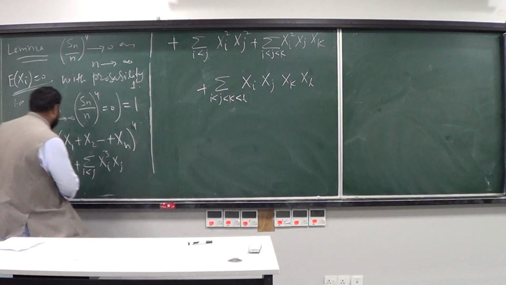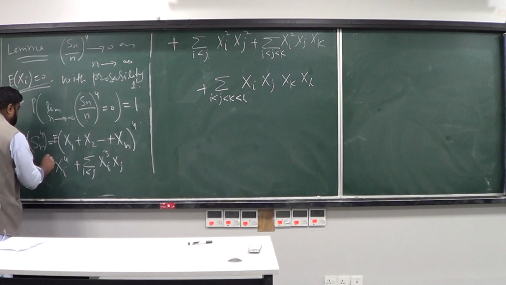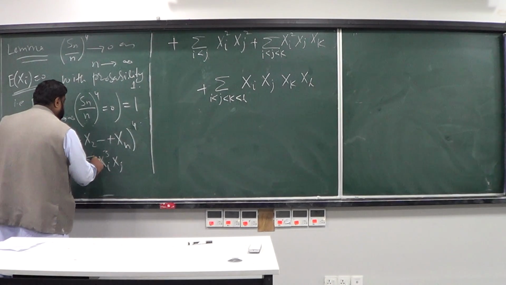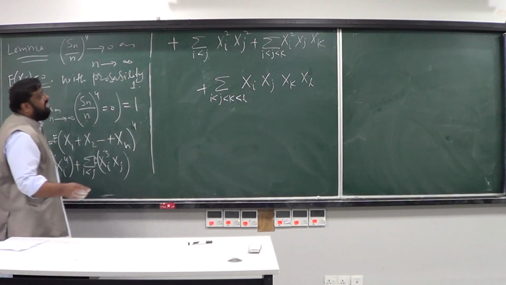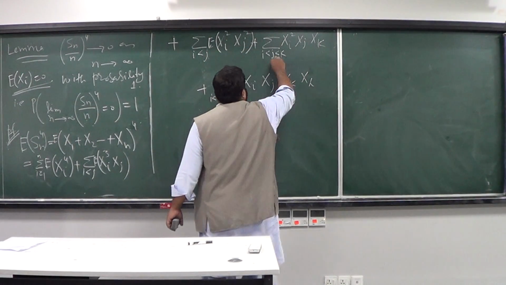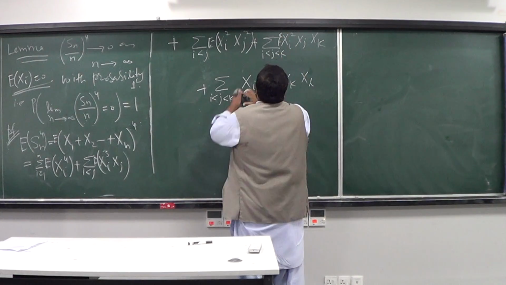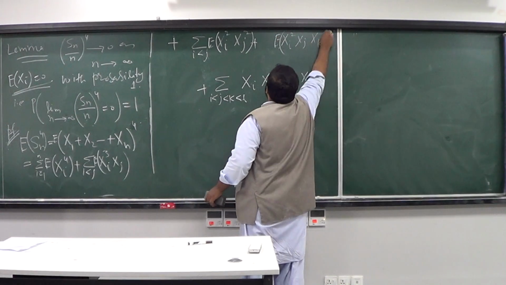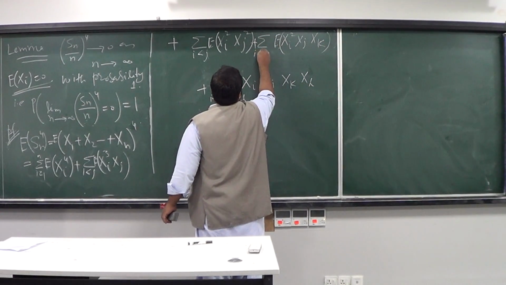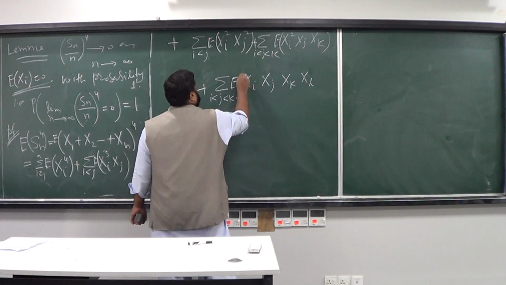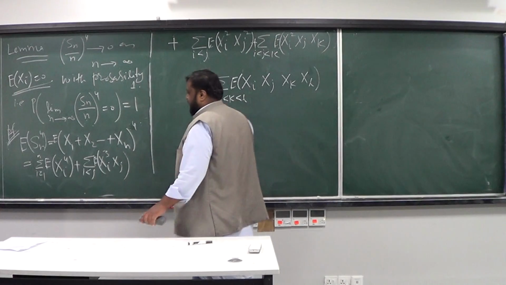So this would be like calculating the expectation of this sum plus the expectation of this sum and so on and so forth. If I wish, I can write this as the expectation of xi power 4, sum from i equal to 1 to n, plus the expectation of this, plus the expectation of this term, and sum over i less than j less than k, and the expectation of this term.